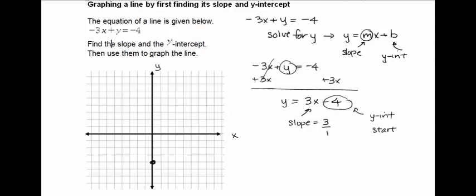Okay? So from that point, my slope tells me how to move. Since my slope equals 3 over 1, 3 is positive, so that means I move up 3. And then my 1 is positive, so I move right 1. So from this initial point here, I move up 1, 2, 3. I don't put it out there yet. I haven't finished moving, and I move right 1.